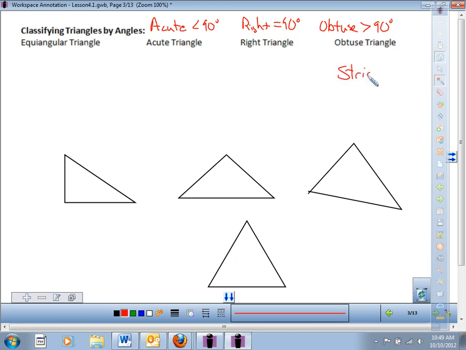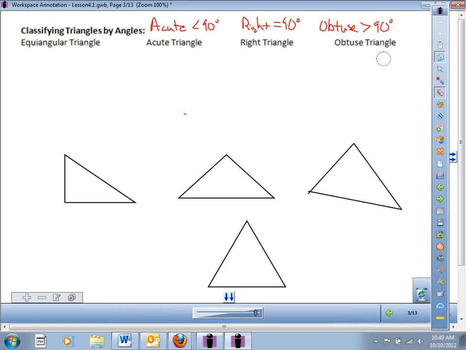But can we have a straight angle in a triangle? If you think of that, could you make a triangle out of a straight angle? No, you couldn't. When we make those three angles, we cannot have a 180 degree in there. So we don't need the straight angle. Now, what we are looking for is what type of angles we have.